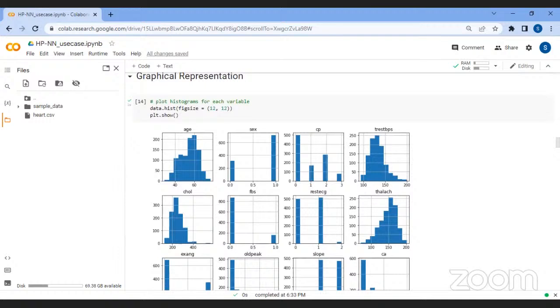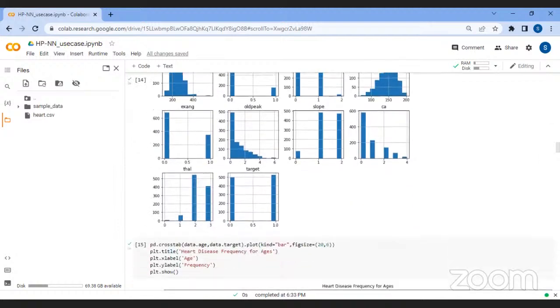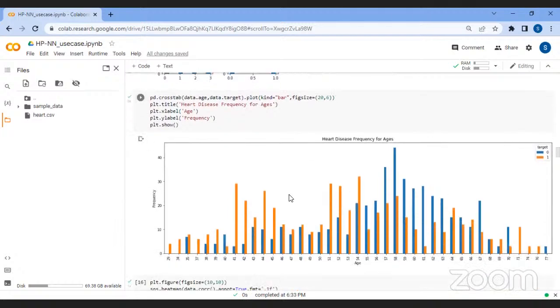So we have done some graphical representation over here. We have plotted a histogram for each data. So we can see the age data, and how the values are increasing. We have compared this with our target. Here we are seeing the frequency of the age, the heart disease frequency for different ages.